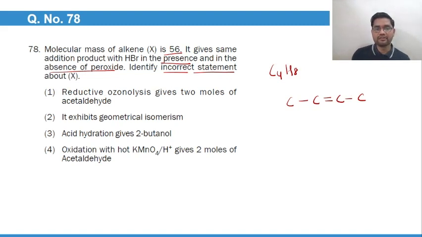Ozonolysis gives you 2 moles of aldehyde, true. Shows geometrical isomerism, true. Acid hydration gives you 2-butanol, true. Oxidation with hot KMnO4 gives 2 moles of acetaldehyde, false. Hence that is the right answer. It will give you 2 moles of acetic acid.